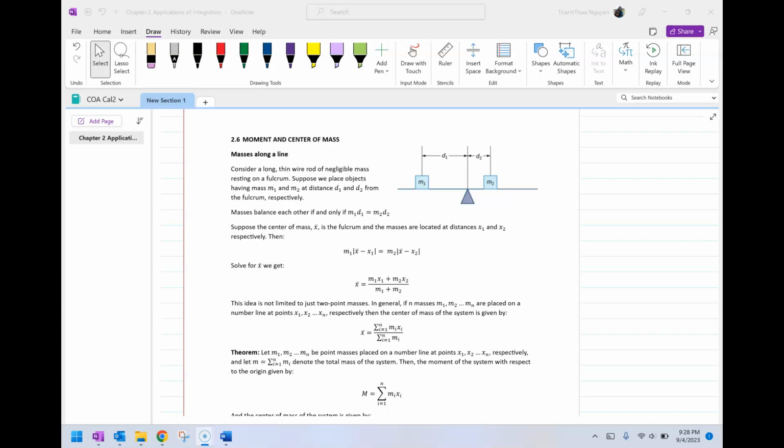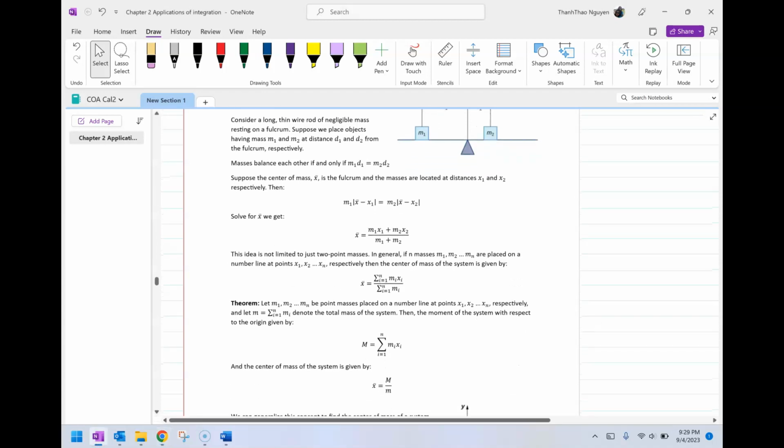In general, if we have n masses, m1, m2, and so on to m sub n, placed on the number line at the points x1, x2, and so on to xn, respectively, the center of mass is given by the total of the mass times the distance divided by the total of the mass. So here we got a theorem.